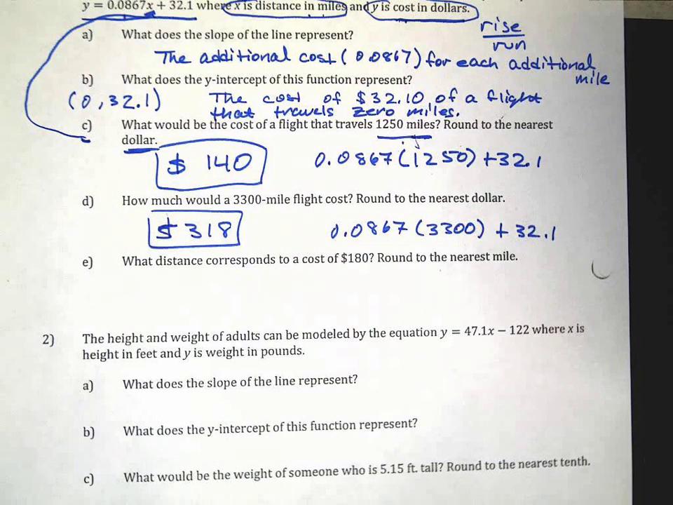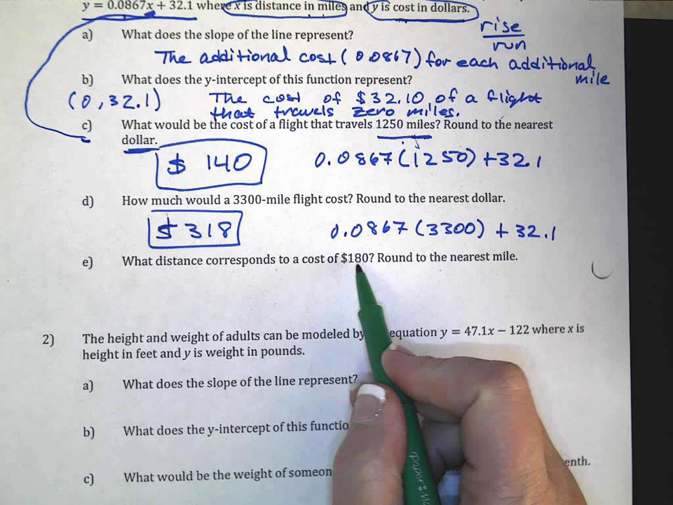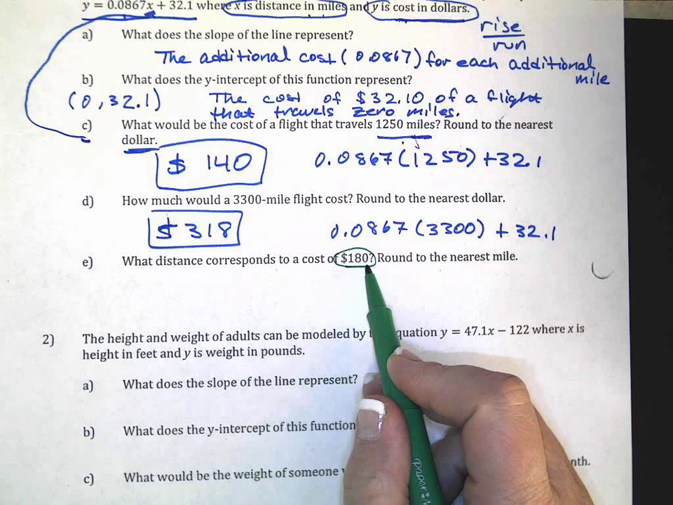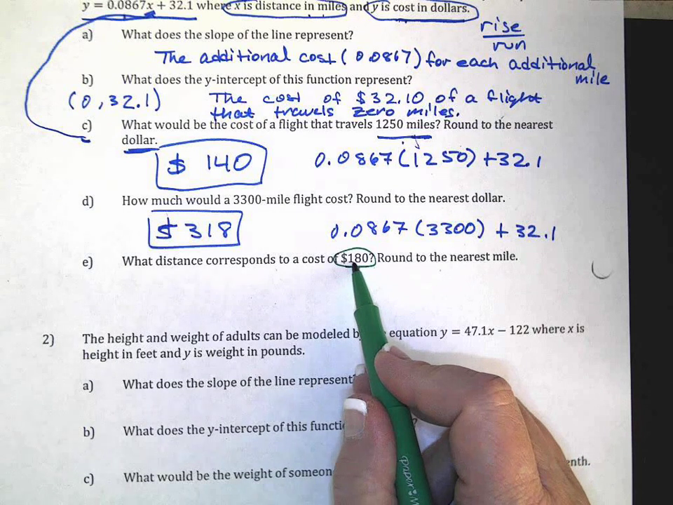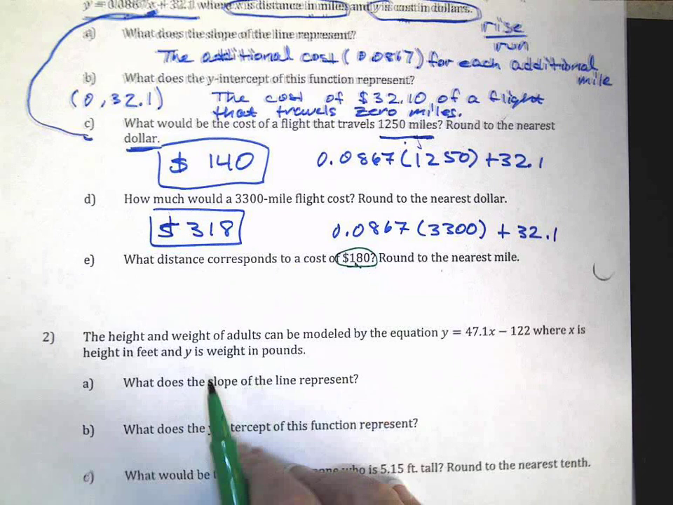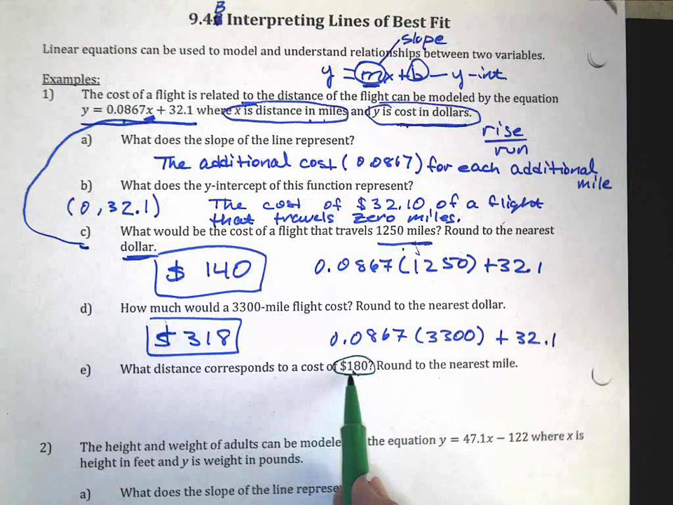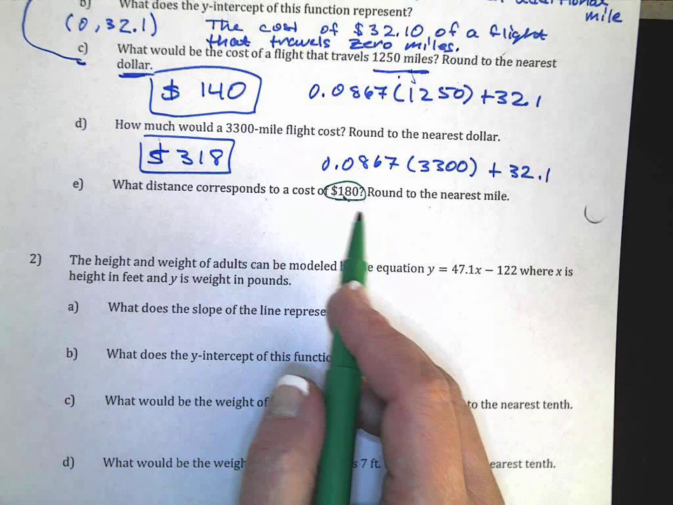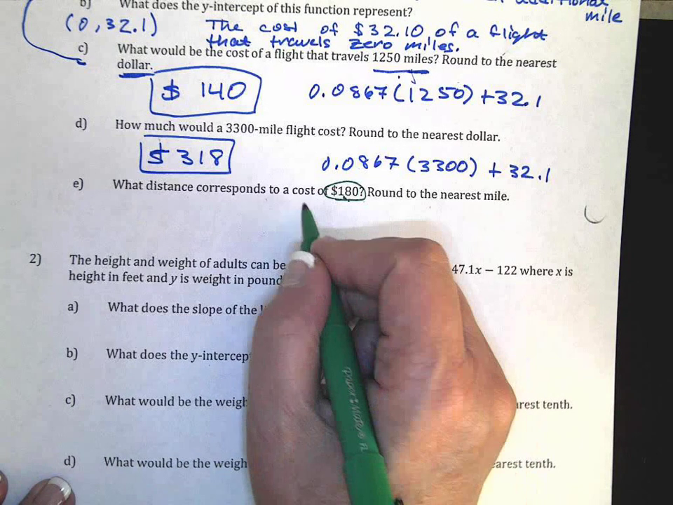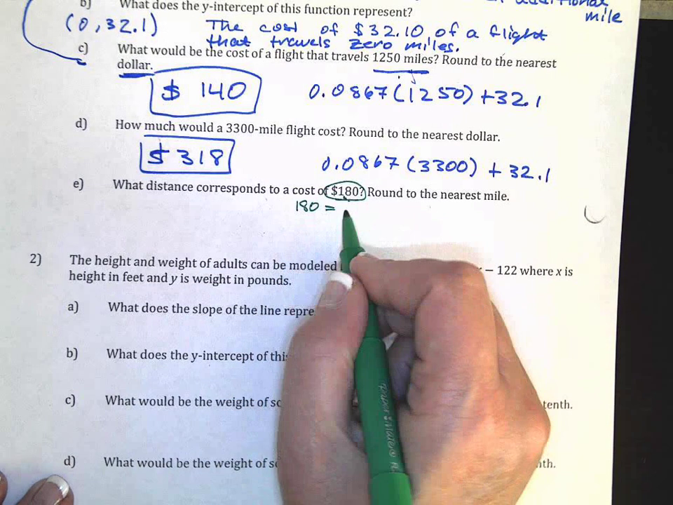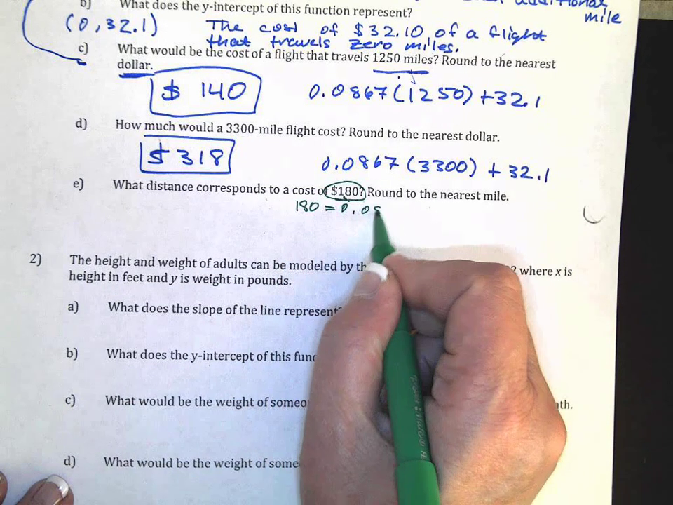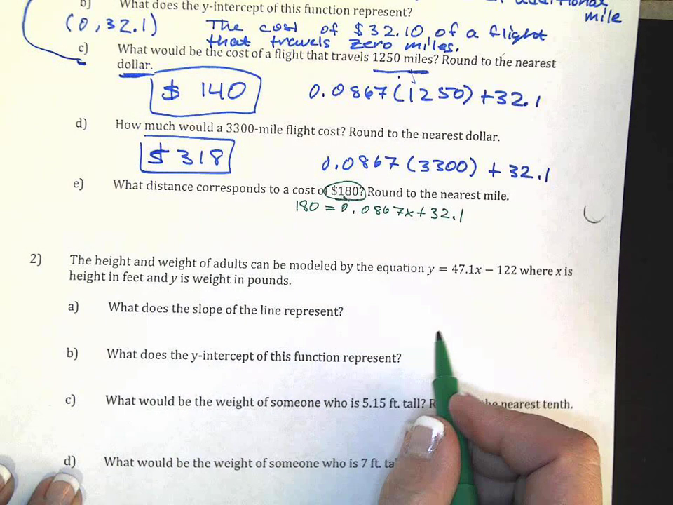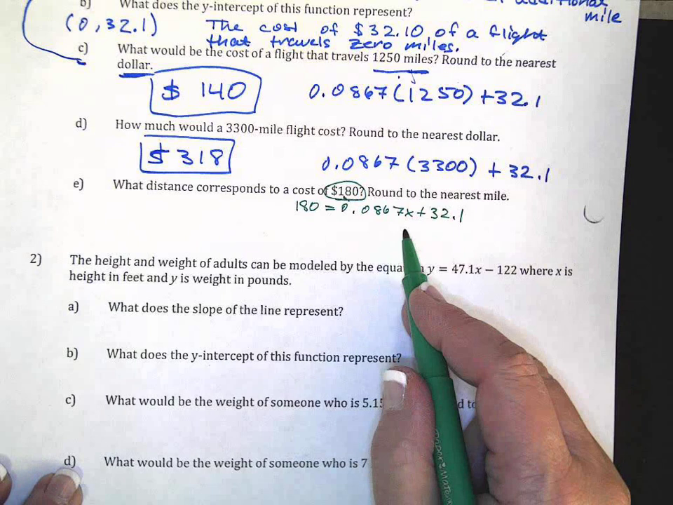And then for part E, what distance corresponds to a cost of this much? So this time they're giving us something different. They're giving us the cost, which is our y value. So if we look at our equation, instead of replacing in for x, we're going to replace in for y, the 180. So let's write out what we have. 180 equals 0.0867x plus 32.1. So here's our equation that we are now solving for x.